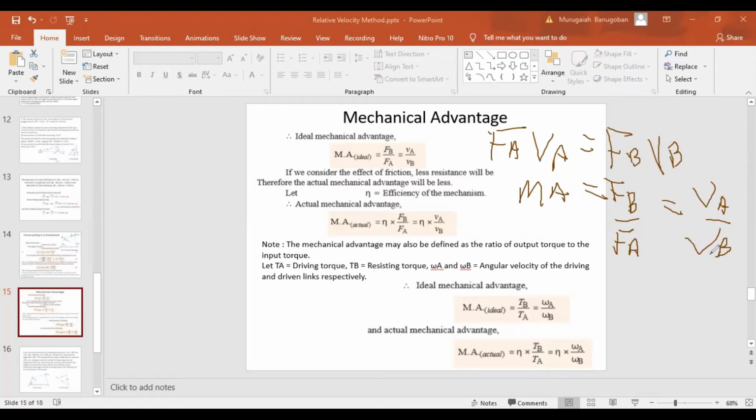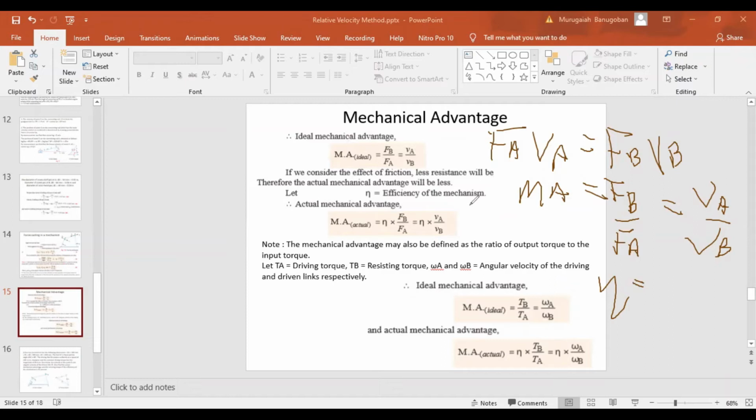All right. If we consider the effect of friction, right? What I have written here is for an ideal mechanism. There is no friction, so there is complete energy transfer, right? In case I have friction, then we have to go for the efficiency, so that will accommodate the loss of energy, right? So this is the ideal mechanical advantage.